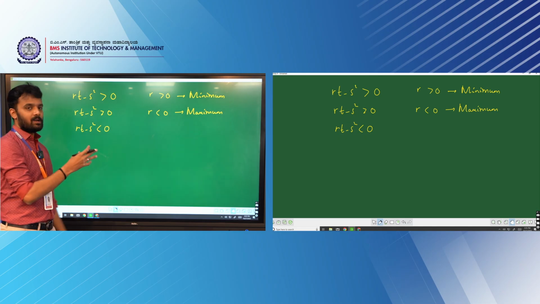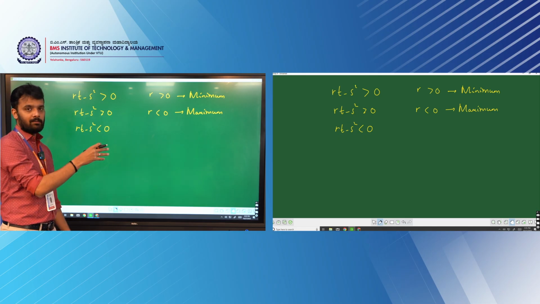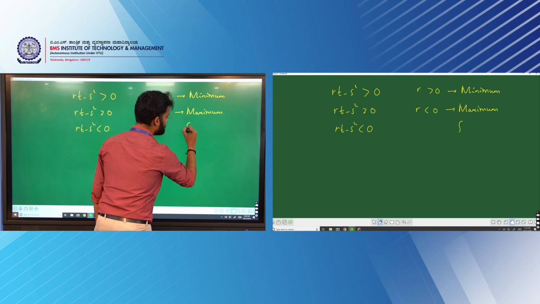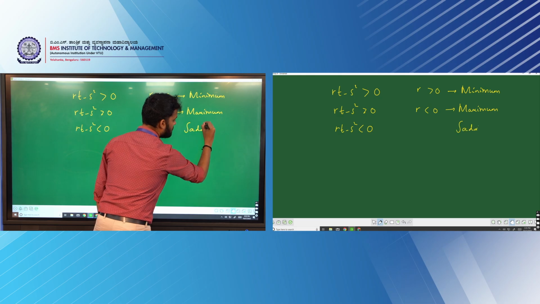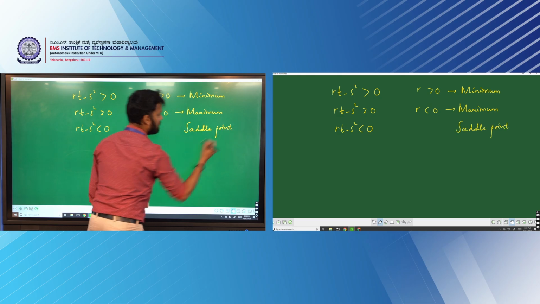So if rt minus s square is less than 0, we do not worry about the r value. You can directly conclude that it's a point of neither maximum nor minimum. Otherwise, it is also called a saddle point.